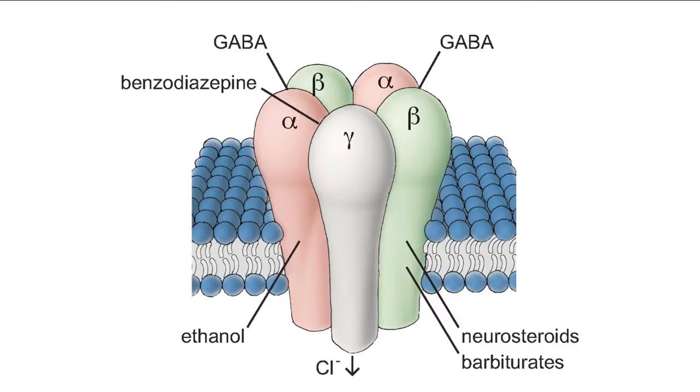It has 5 subunits. The alpha subunit has a histidine residue, which has very high affinity for benzos, so they bind right here in the pocket between the alpha and the gamma subunits. And then, a conformational change is induced and chloride can rush into the cell to make it less excitable.